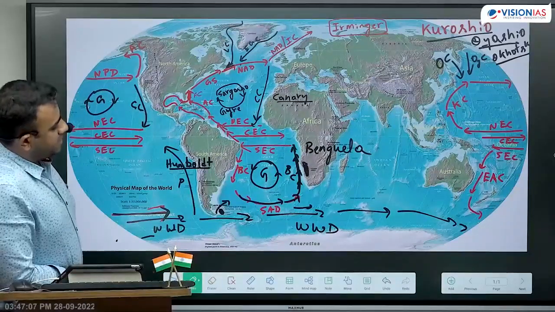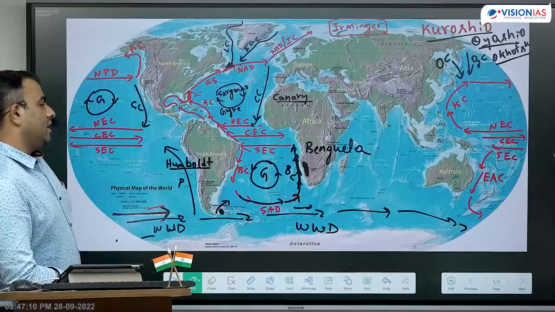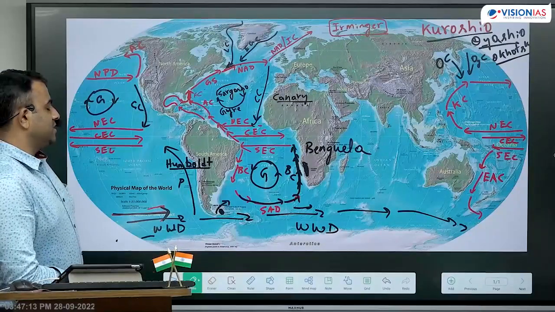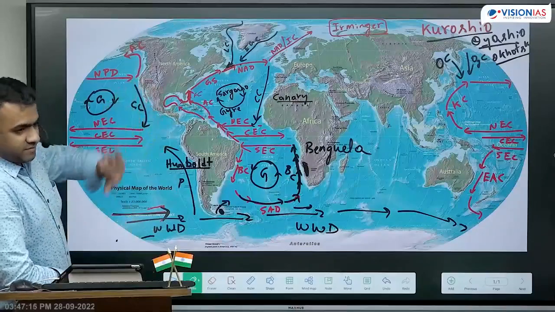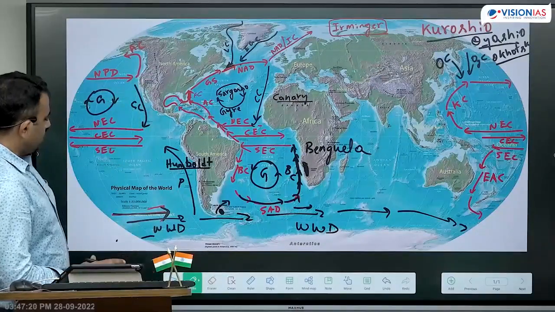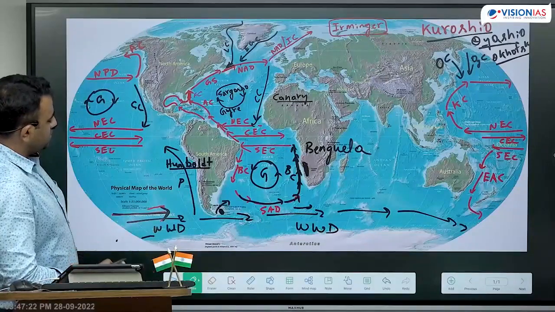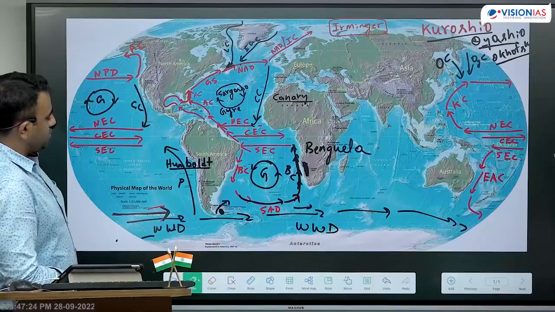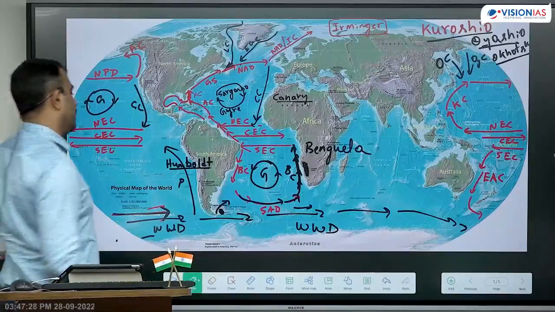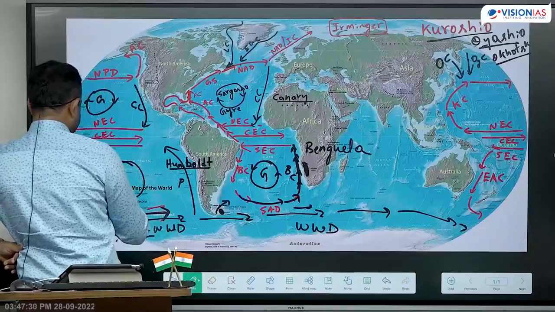South equatorial current turns left and moves along the eastern coast of Australia as East Australian current, and then again turns left under the influence of westerlies as well as Coriolis force, merges with west wind drift, and then a part of it flows towards the north along the coast of South America, western coast of South America, as cold Peru current or cold Humboldt current. Okay, there is another gyre here.